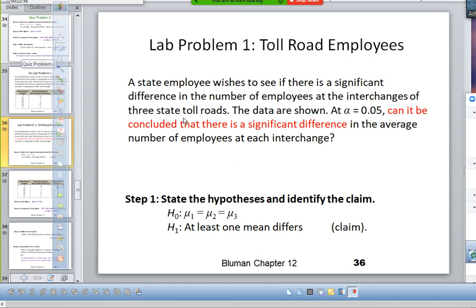So for your homework, it's going to vary. So for the homework, it's going to say, conclude there is a significant difference. So the difference means that at least one differs. So that means for the book, for your homework, H1 will be your claim. But again, on the exam, I'm always going to make H0 the claim for chapter 11.